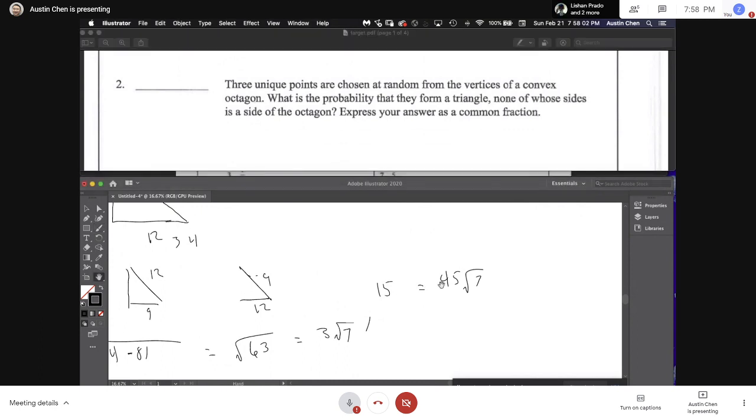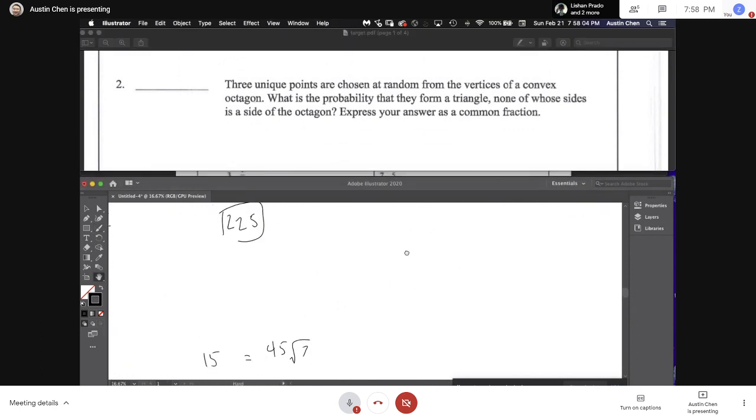Okay, we have 2 minutes left. Let's just get done with this problem. 3 unique points are chosen at random from the vertices of a convex octagon. What is the probability that they form a triangle, none of whose sides is the side of the octagon? Express your answer as a common fraction. Okay.